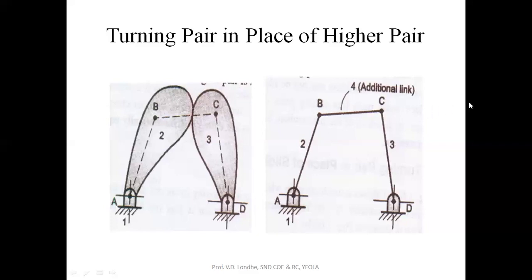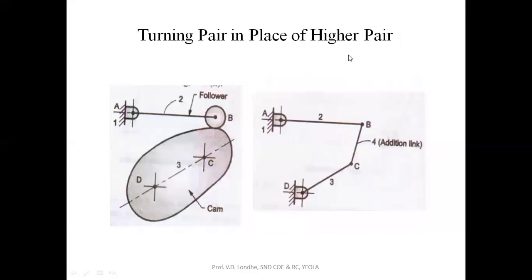Now next is what? Turning pair in place of higher pair. Same example here. Now it is a cam and follower system. So this cam, link number 3, will have rotary motion. This is the follower which will have oscillating motion, and this higher pair is replaced by the addition of one link. So that the B point will have a turning pair, and the C point will have another turning pair. We have introduced one additional link, link number 4. So this is another example of turning pair in place of higher pair.